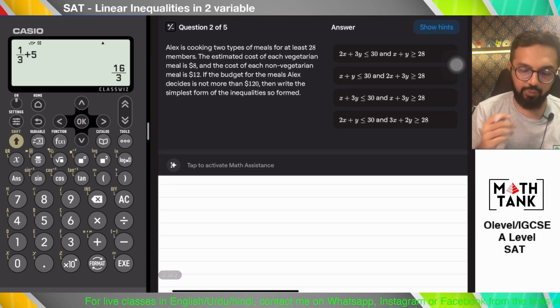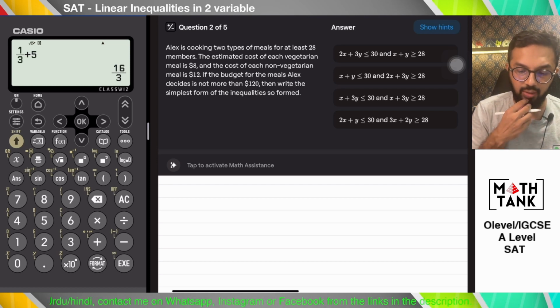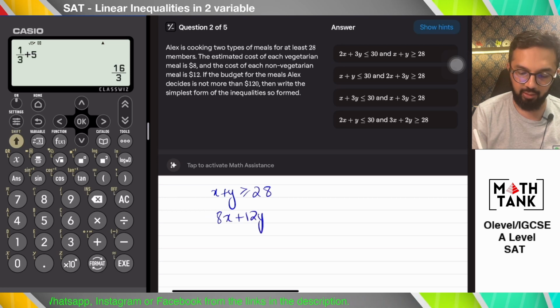Okay, Alex is cooking two types of meals for at least 28 members. The estimated cost of each vegetarian meal is $8 and the cost of each non-vegetarian meal is $12. Okay, if the budget for the meals Alex decides is not more than 120, then write the simplest form. So I want both meals to be at least 28 and 8x plus 12y should be less than or equal to 120.